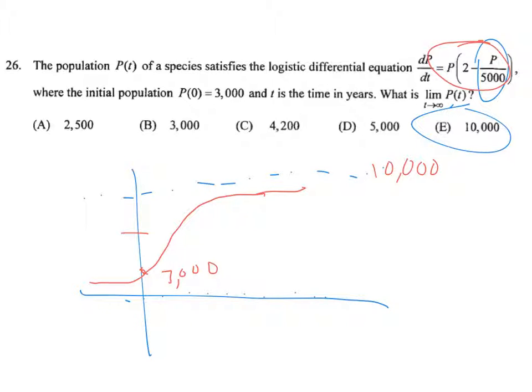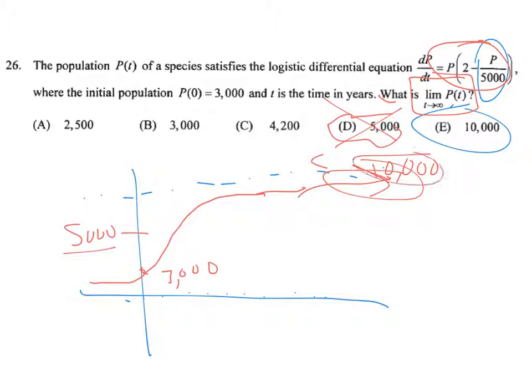And we do know that halfway between, at 5,000, is when it's growing the quickest, which is another common problem, and which they put on there as a possible answer, but that is not right. That's when it's growing the quickest, but they want to know what is p as t goes to infinity. So out here, as t goes to infinity, this thing's getting closer and closer to 10,000. So that is your answer.